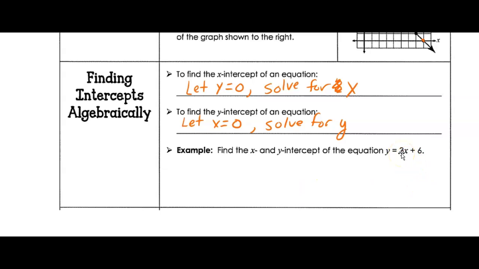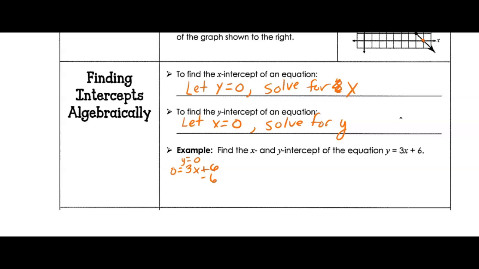So here we go. Let's find some of these algebraically. Find the x and y intercepts of the equation y equals 3x plus 6. So like I said, if we want to find the x-intercept, we're going to let y equal 0. So when y equals 0, we substitute 0 in for y, and that gives us 0 equals 3x plus 6.